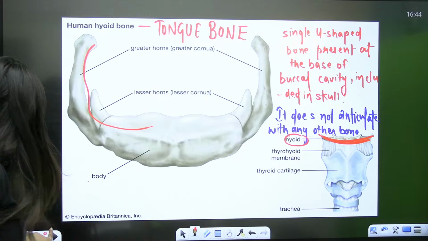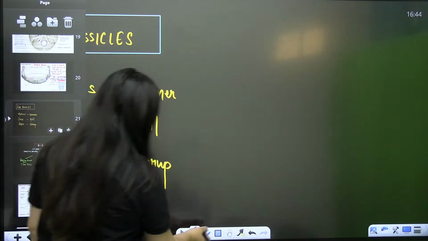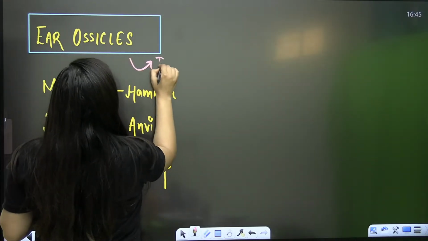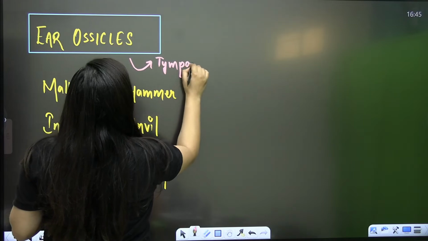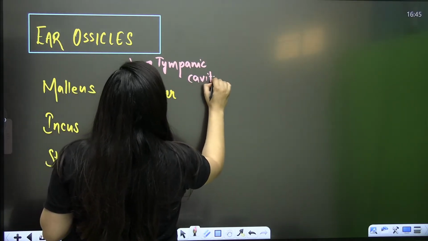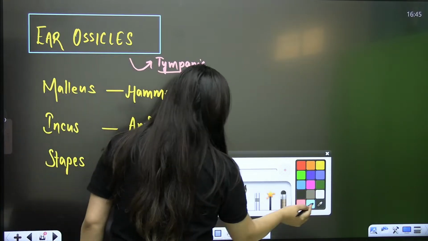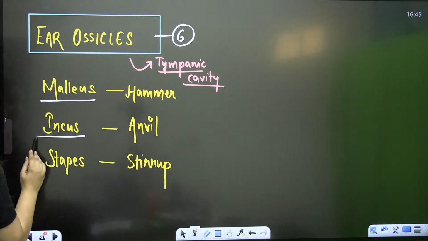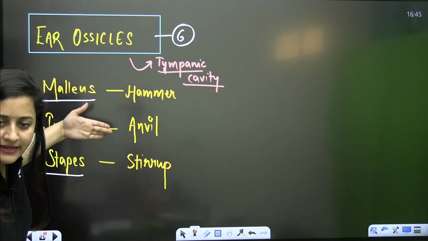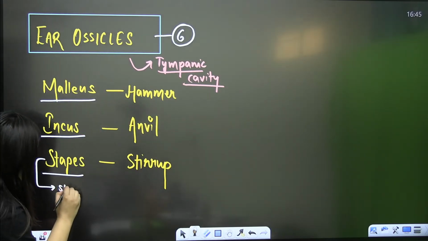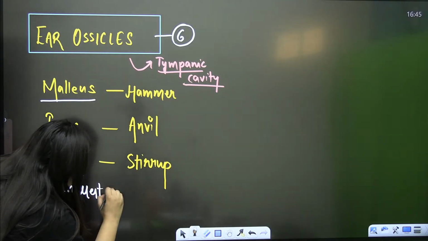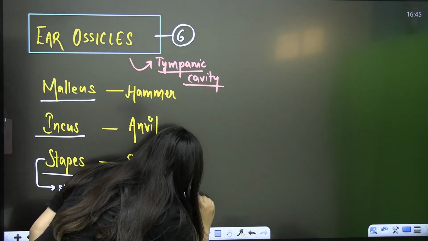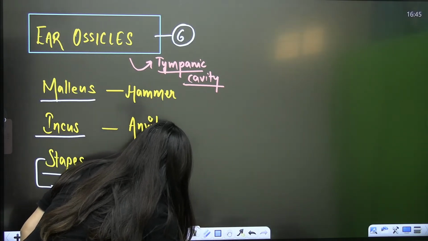Fine, understood. Now come to the ear ossicles. I forgot to add the diagram here, but ear ossicles are there in our tympanic cavity, means in our middle ear. The ear ossicles: so total 6 ear ossicles are there, and their names are malleus, incus, stapes. This stapes is the smallest ear ossicle, plus it is the smallest bone as well.